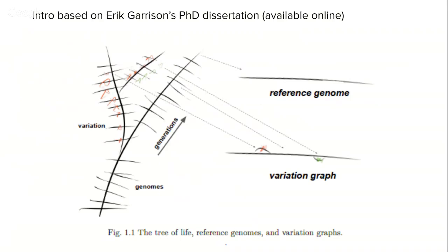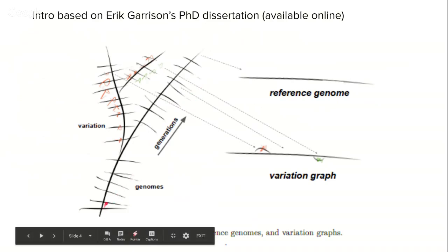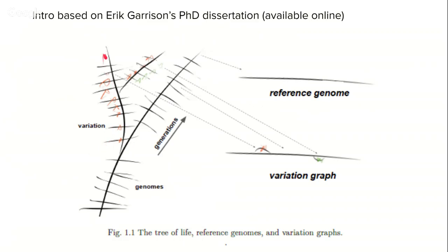So I'm going to do a quick intro about this, which is based mostly on Erik Garrison's PhD dissertation, which is available online. He's got a figure that shows a genome that diverges through generations, and basically there's variation accumulating in different generations. If the reference genome is linear, then if you add more individuals to this reference, you can draw it as different variation graphs, with different paths for the different individuals.